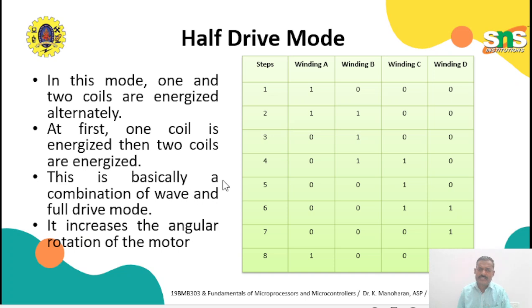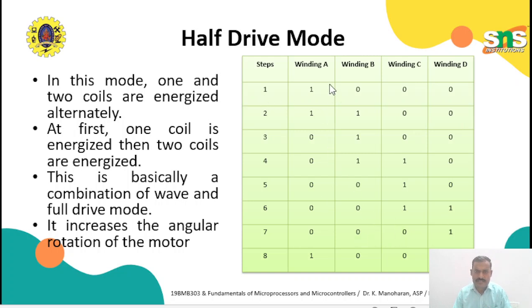Look at this, this is the half drive mode. In half drive mode, both methods are combined. What happens? It gives a better index. It has 8 steps. The odd numbers give a single coil energization, and the even numbers have 2-coil energizing. So these two are combined.